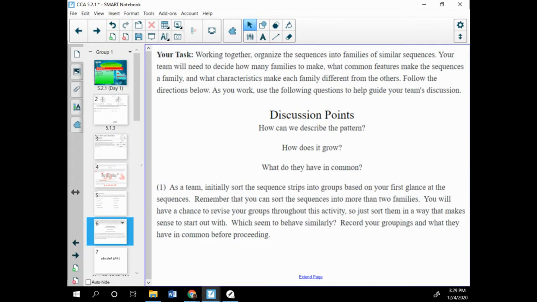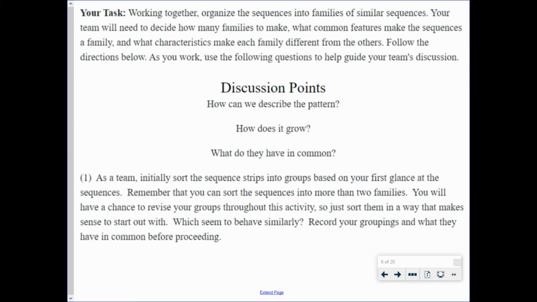Task number 1. As a team, basically on your own, sort the sequence strips into groups. You should not have filled anything in. You shouldn't have written any numbers. But initially sort the sequence strips into groups based on your first glance at the sequences. Remember that we're going to sort these sequences several times, and you can sort them into more than 2 families. You'll have a chance to revise your groups throughout this activity, so just sort them in a way that makes sense to start with. Which seem to behave similarly. Record your groupings and what they have in common before proceeding.